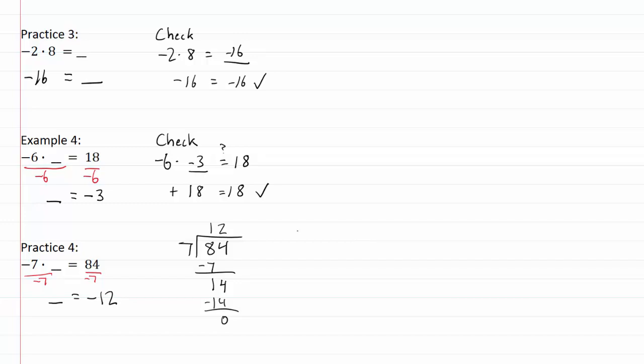All right, to check my work, I've got negative 7 times negative 12 equals 84. That's what I think. Now I've got a negative times a negative, so that's going to be a positive. 7 times 12, let's see, that'd be 70 plus another 14, so that'd be 84. 84 is 84, and it checks.